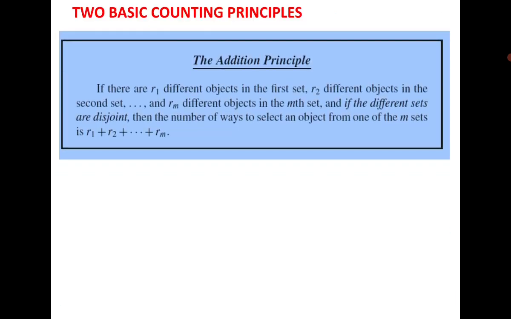The addition principle says that if there are R1 objects in the first set, R2 in the next set and so on, and if the different sets are disjoint, then we add. In the previous question, the three sets were 5 cross 6, the next one 5 cross 8, and 6 cross 8. Three sets were there because each one is giving you the output. To compute the output, you considered 3 cases, case 1, case 2, case 3, and all cases are disjoint. That's why you use the addition principle.